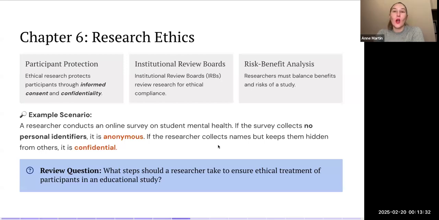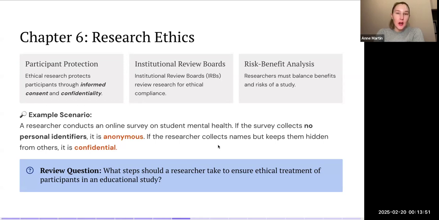Now, chapter 6, all about research ethics. When we covered chapter 6, this also corresponded with your CITI training, which really went into depth about how to have ethical practices and make sure that participants who are involved in research are treated ethically.